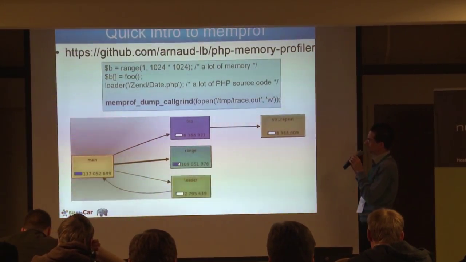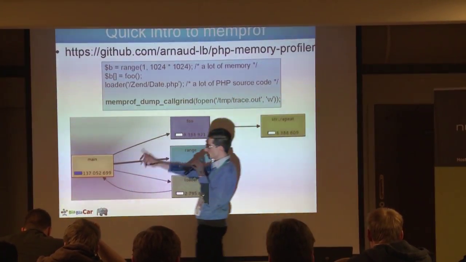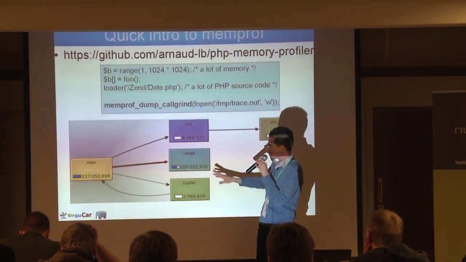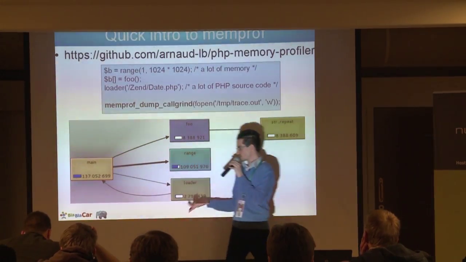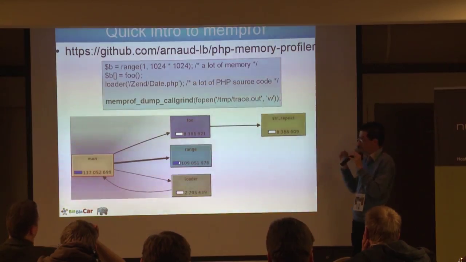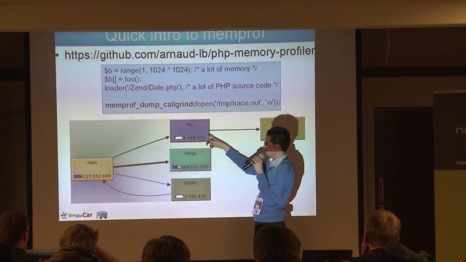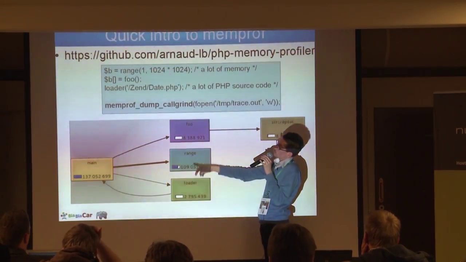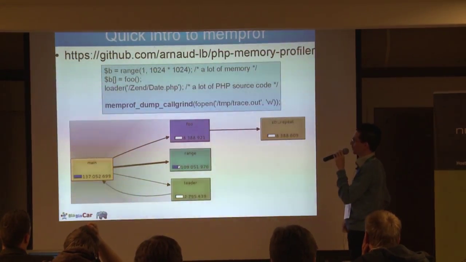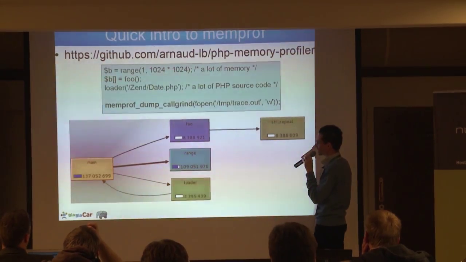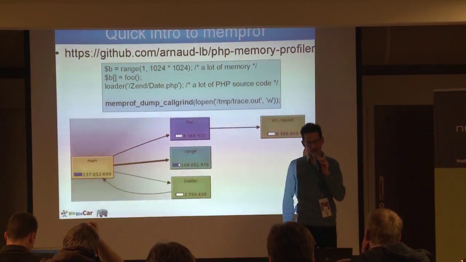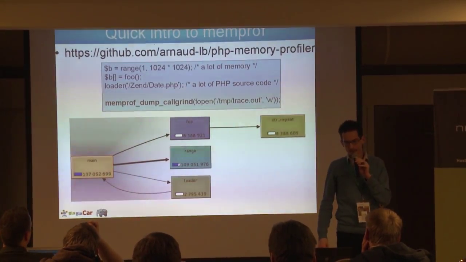So you can see here that my main consumed about 130 megabytes, which are just shown in an Xdebug way. 8 megabytes for foo, 100 megabytes for range. So you see it's very, very huge. Well, it's a very huge array as well. And the loader function just consumed about 3 megabytes.